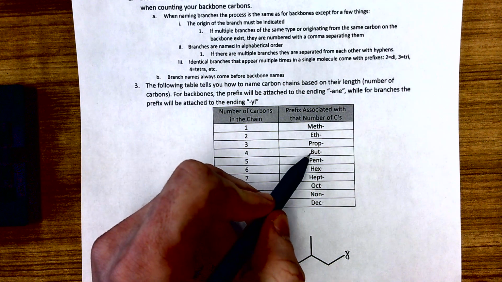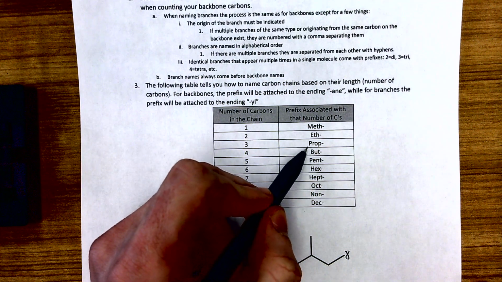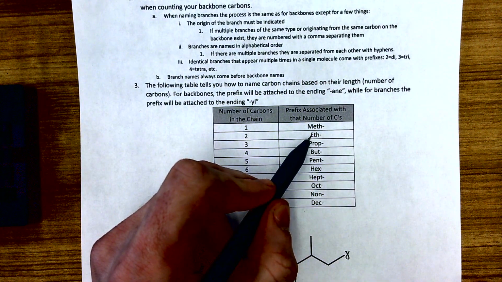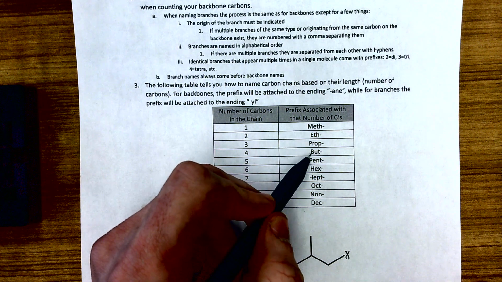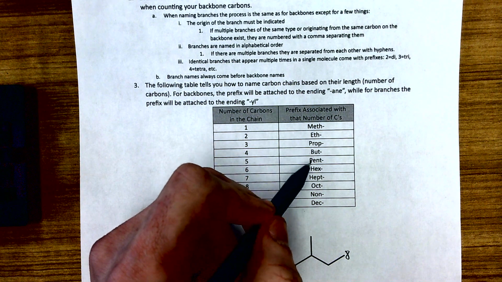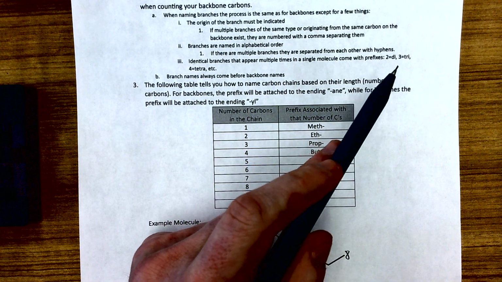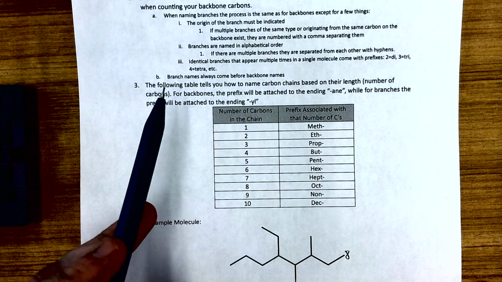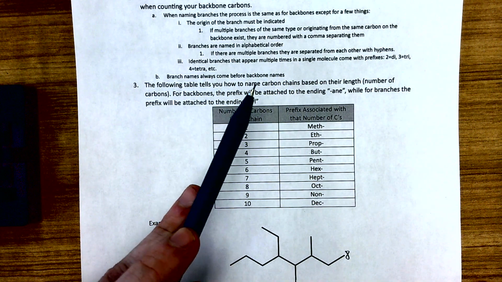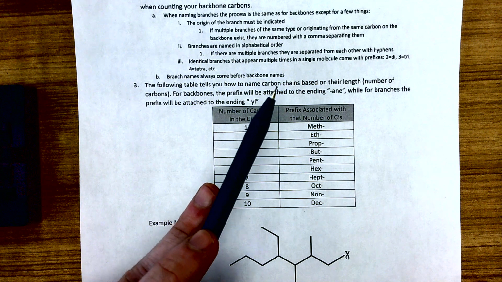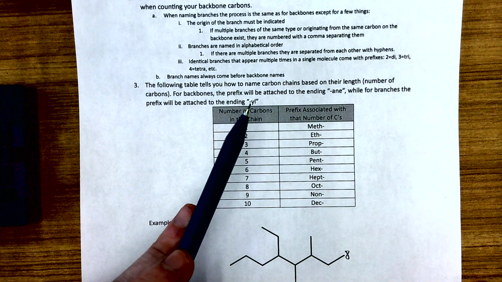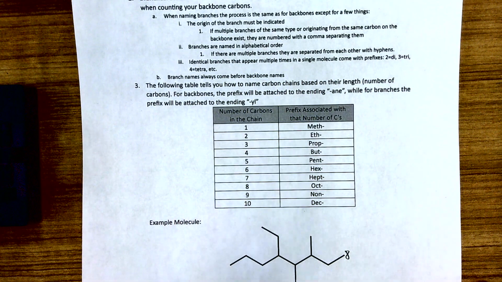So, dibutyl is still ahead of ethyl, okay? Or tributyl is still ahead of ethyl. It only matters about these first letters, it doesn't matter about the prefixes. And the branch names always come before the backbone names, and they end in yl instead of ane.